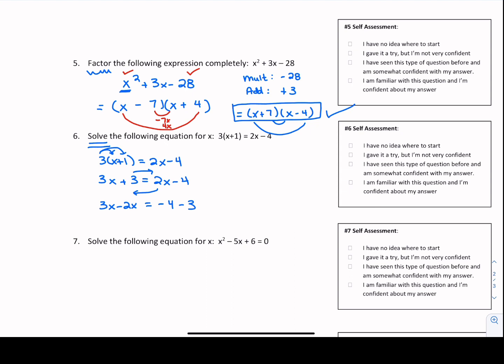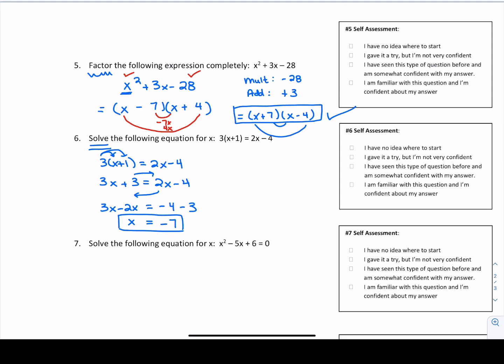So 3x minus 2x is a single x. Negative 4 minus 3 more puts you further into negatives. You've got a negative 7 altogether. So that is the solution to your equation. If you were to check that solution now, we could substitute negative 7 in for x, and I guarantee the left side would equal the right side.